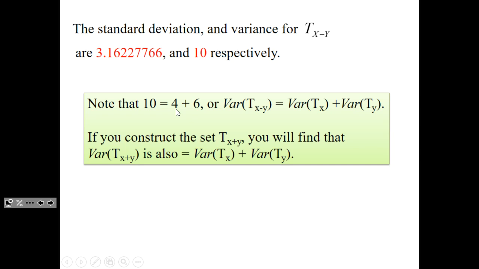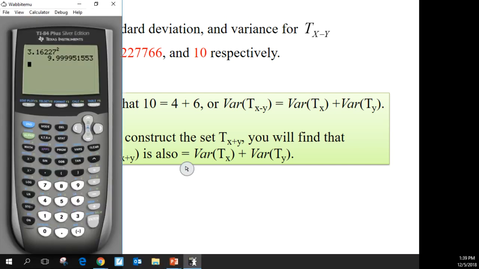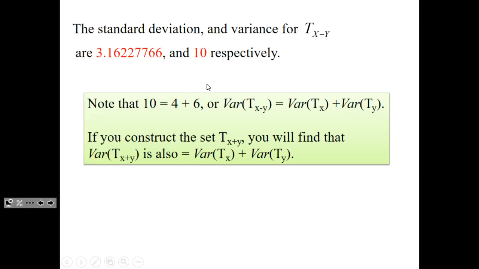And if you go ahead and construct it as x plus y, you'll find the exact same variance occurs. You're still going to add them to get it. In fact, we built that set where we added them right here in L1. So to stat, calc, let's run on L1. If we look, 3.1627766, if I square my standard deviation, I'm going to get that variance of 10. Adding or subtracting, we end up the same way. So adding or subtracting variables, you are still going to add the variances.